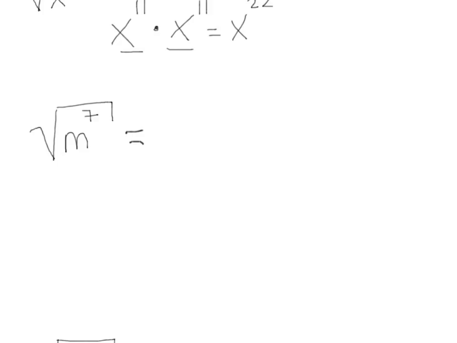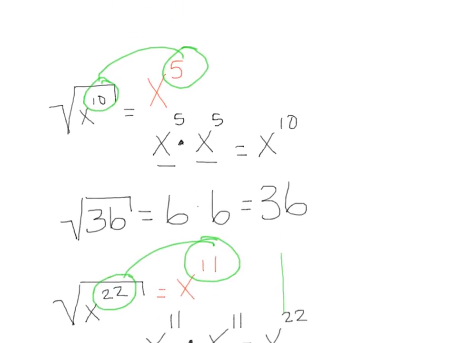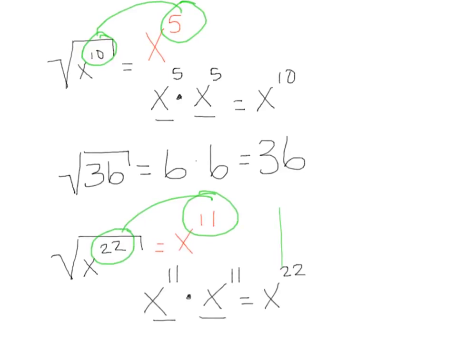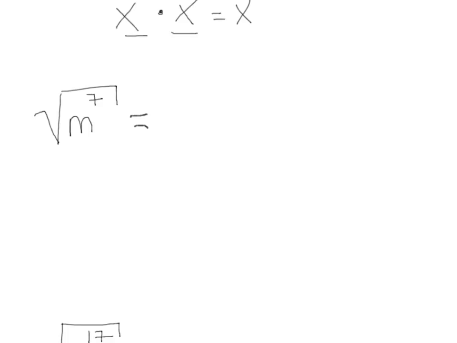So the square root of p to the power of 16 is p to the power of 8. And right here, this is not a perfect square because it has an odd exponent, so I'm just going to bring that down. So the square root of p to the power of 17 is going to be p to the power of 8 times the square root of p.